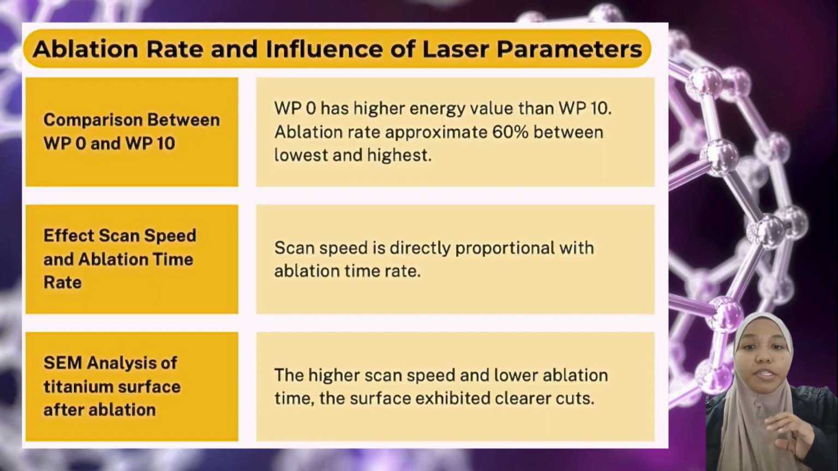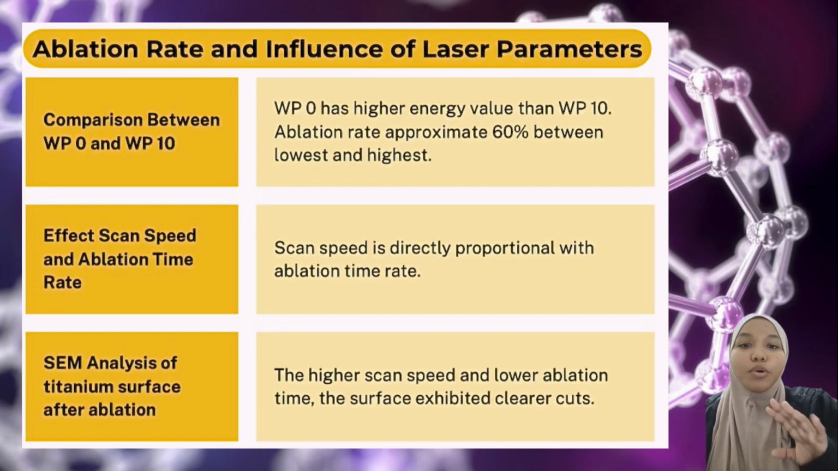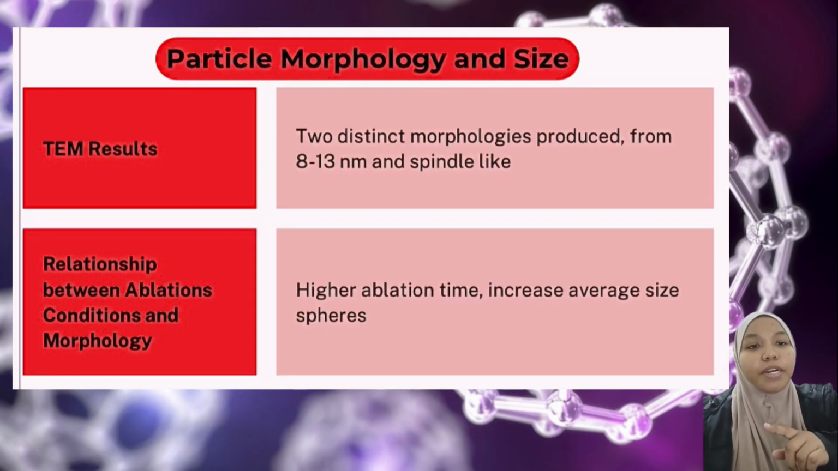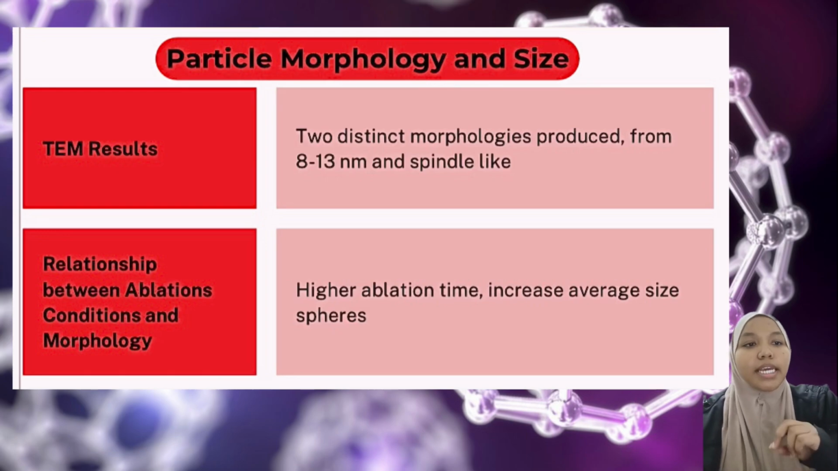When we compare WP0 and WP10, WP0 had more energy, which gave a much higher ablation rate, about 60% more. Next, the faster the scan speed, the higher the ablation rate. We also saw that with higher scan speed and lower ablation rate, the surface looked much clearer under SEM. For the particles, TEM showed two shapes, tiny ones between 8 to 30 nanometers and some larger ones. Lastly, increasing ablation time made the particles bigger and more spherical.